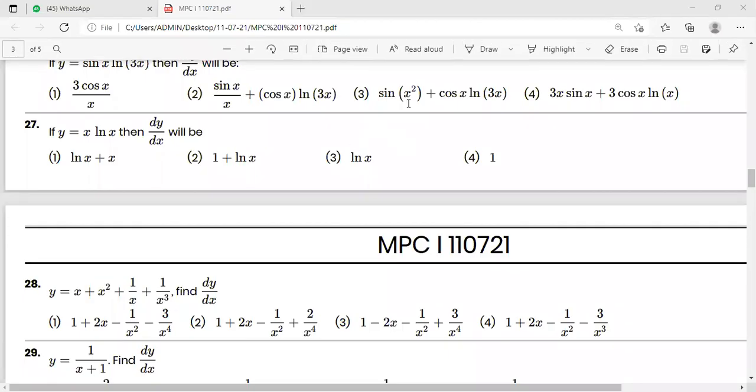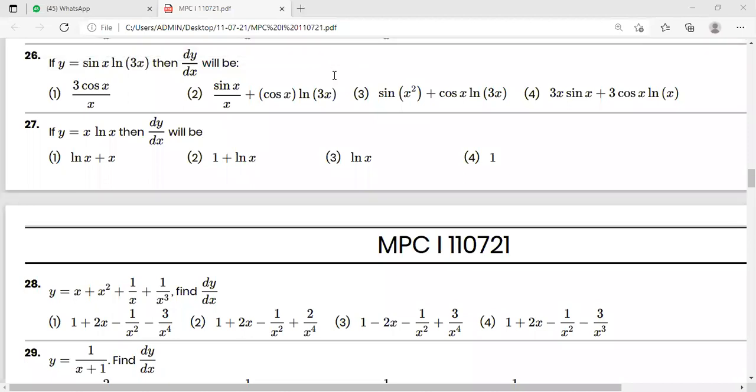So question number 27. If y equal to x log x, then dy by dx is. So x log x means there are two functions here. That is just the UV method. You have to take your first function into derivative of second function. So that is x into d by dx of log x plus second function, that is log x, into derivative of first function. So x into, what is the derivative for log x?